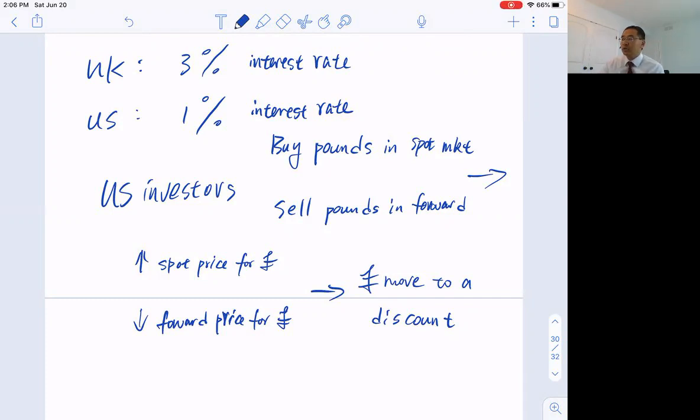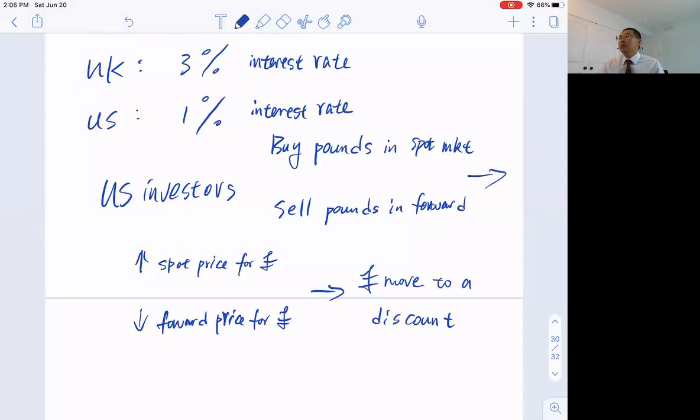And when you only do the interest arbitrage in the spot market, where you buy pounds now and then you worry about selling pounds later when you get paid in pounds, that's called uncovered interest arbitrage. And the risk is that, for example, right here in this example, the risk is if the pound depreciates more than the interest rate difference here. If the pound depreciates more than 2%, you will lose money, right?